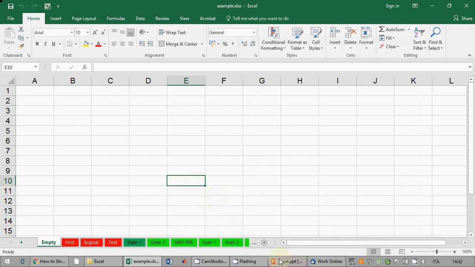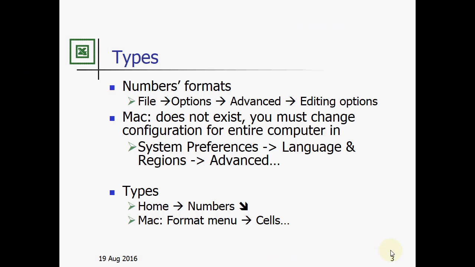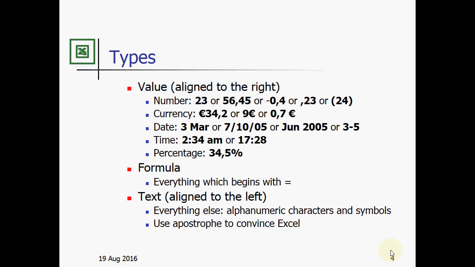Okay, when you input data inside Excel, Excel tries to guess which kind of data you have typed in. Basically, the data can be a value, which can have a lot of different value subtypes, a formula, in case it starts with equal, and text. It's very important that you understand whether you have really typed text or a value, and Excel helps you by aligning the values to the right and the text to the left.